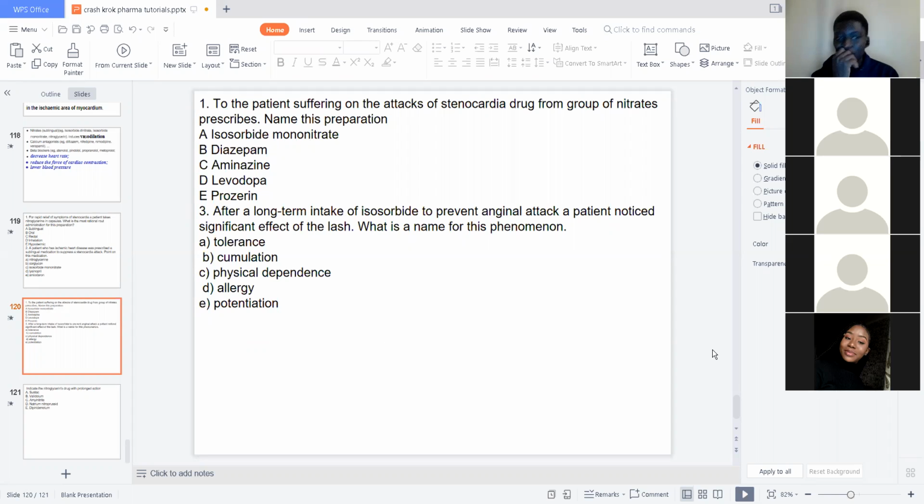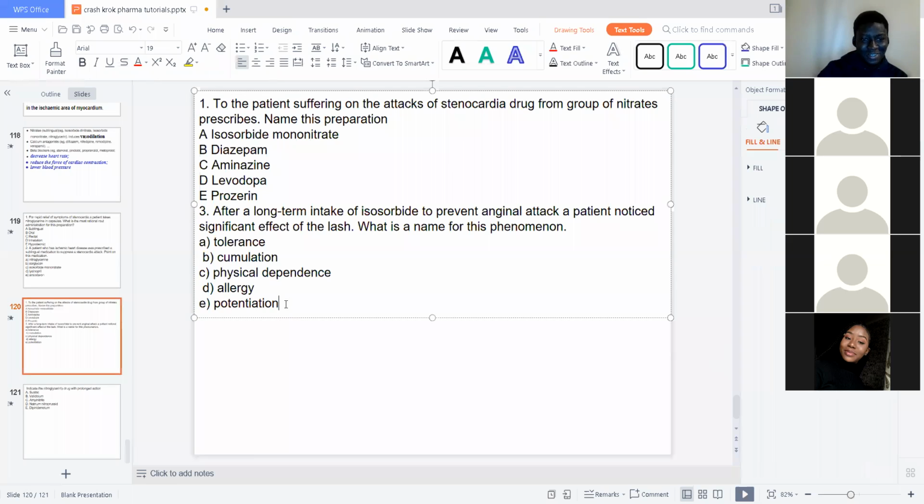Joshua, next question. After a long-term intake of isosorbide to prevent anginal attacks, the patient noticed a significant effect of the lash. What is the name of this phenomenon? Accumulation. I'm also confused. What is lash? I think I read the wrong thing. One second.